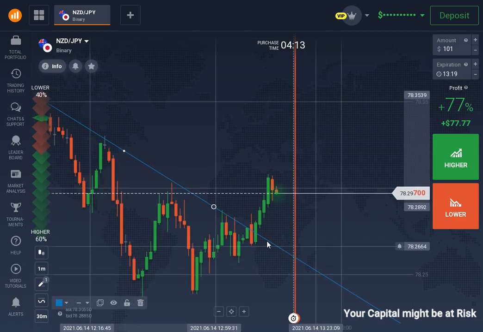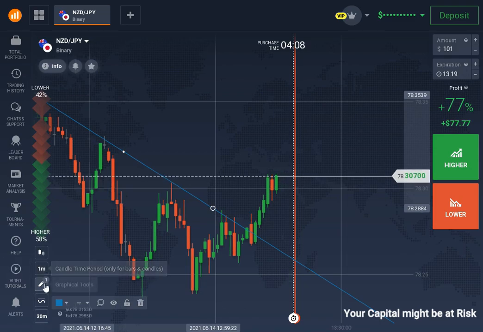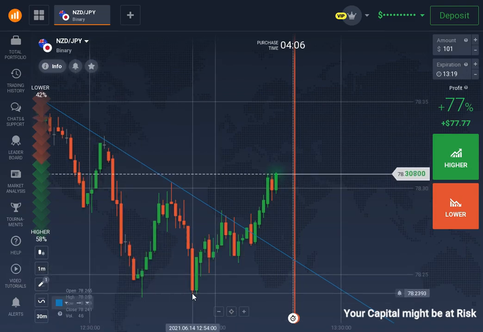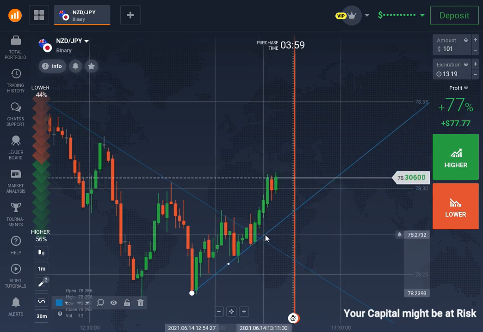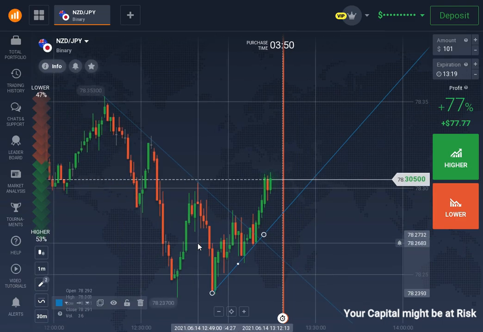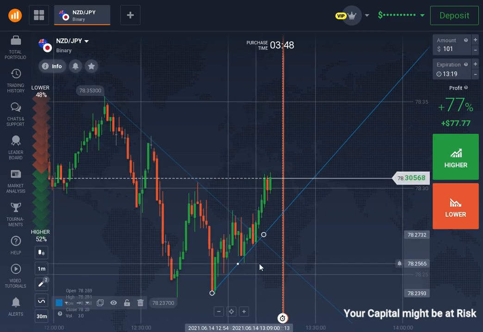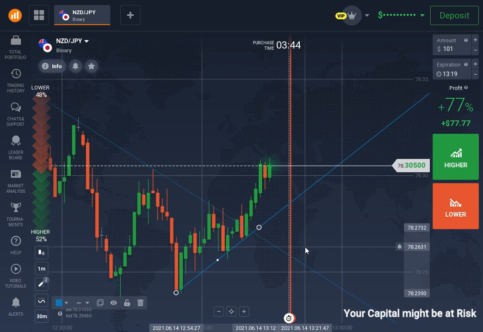Okay, so it's been broken. Okay, so we have here a trend line breakout, which I guess we have missed. It was a good opportunity actually, but we somehow missed it, but no problem. We are going to get some more opportunities in the future, so let's wait.